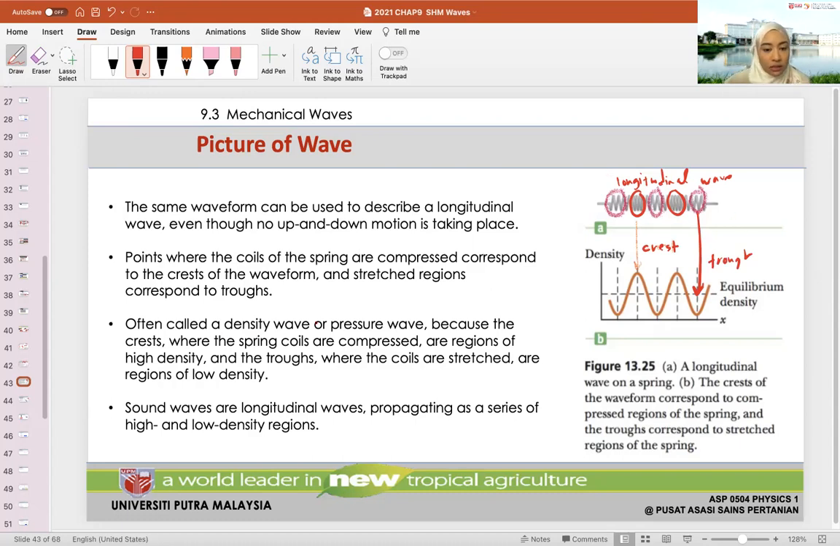Okay, so often called a density wave or a pressure wave because the crest where the spring coils are compressed are regions of high density and the troughs are where the coils are stretched or regions of low density. So kat sini dia low density sebab dia stretched, particles dia regang, so low density. And then when you compress it, it has high density because all the particles are squished together. You know that there's a lot in one space. So this is high density. High density corresponds to the crest. Okay. So again, both transverse and longitudinal wave can be described as sinusoidal curve. Walaupun sinusoidal curve looks like a transverse, for transverse wave, when it's going up, therefore the sinusoidal curve also goes up, right? Sama je lah. But for longitudinal, the compression part corresponds to the crest and vice versa.